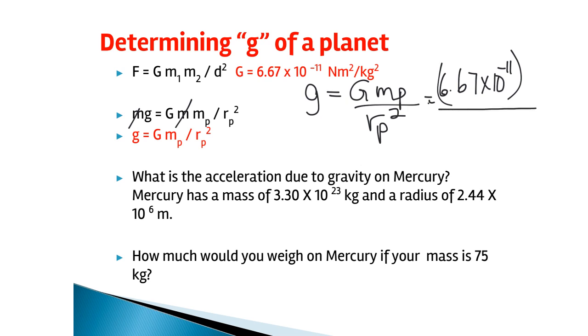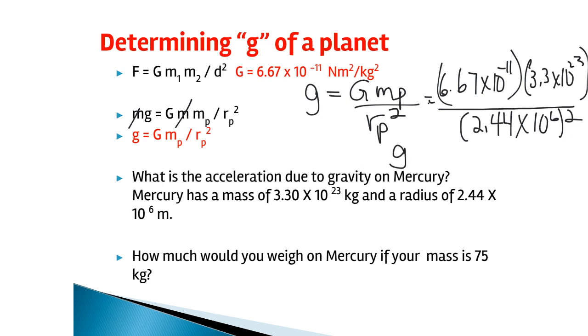So 6.67 times 10 to the negative 11 is big G. The mass of the planet is 3.3 times 10 to the 23. Make sure that you protect every number that has a big exponent in parentheses, front and back, and that way you will not make a math mistake. Here's the setup for the problem. Go ahead and pause and calculate, see if you get the right answer, and if you don't and you're still confused and need help, please ask.